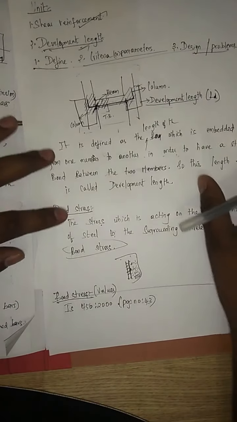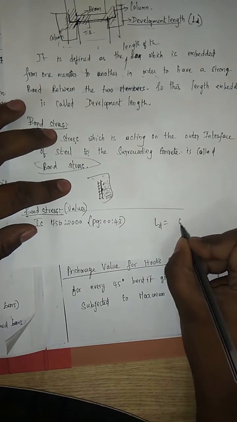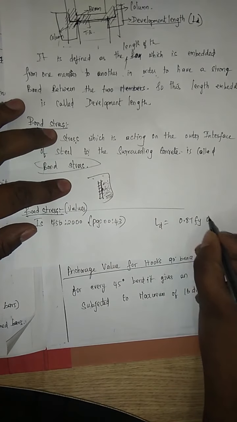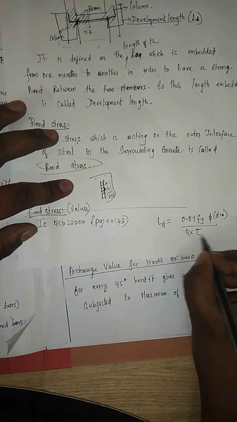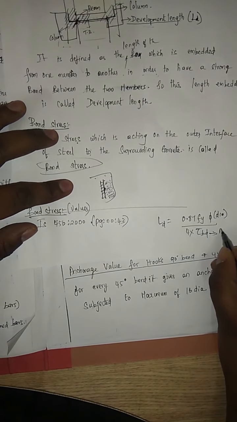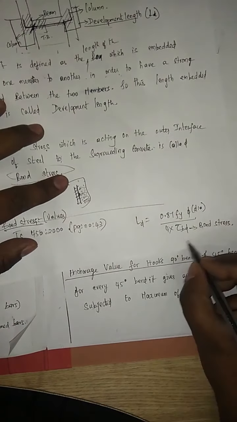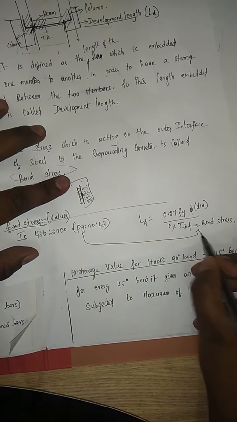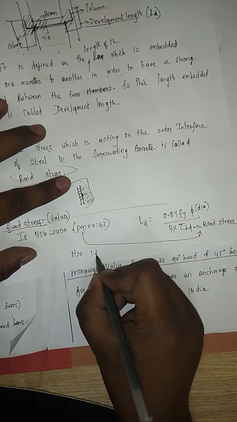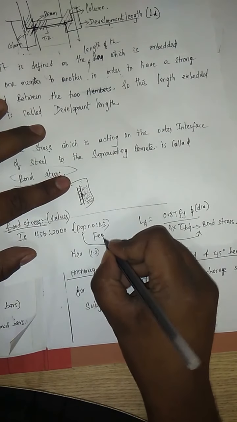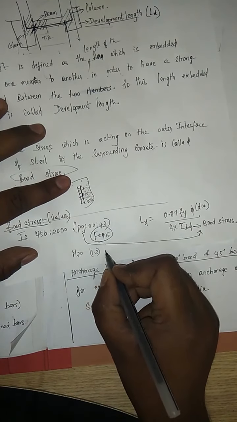to get the development length is nothing but, I will write here the formula: LD is equal to 0.87 Fy into phi, that is the dia of bar, divided by 4 into tau BD. This tau BD is called as what? Bond stress. Bond stress value is given in IS 456 page number 43. For M20, for example, 1.2 is the value. Even if Fe415 is given in the question, you want to increase it by 60%, that is 1.6.